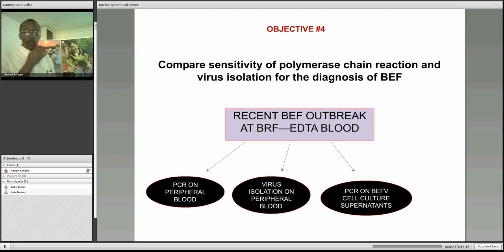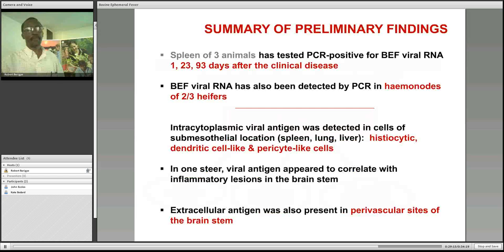So objective 4, we are already collecting that data. We just had a recent outbreak, and each of those samples that we collected, the blood samples, have been tested by PCR. Steve is doing virus isolation, and then we also do PCR on the cell cultures, whether the virus has been isolated or not, to compare those different systems and see which one is more sensitive for diagnosing the virus.